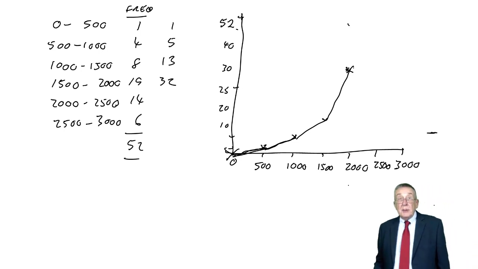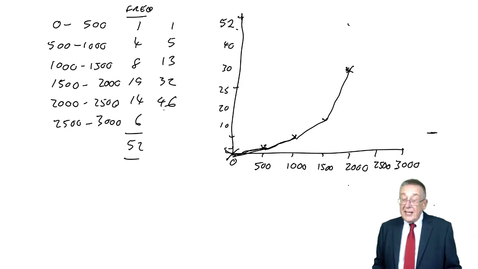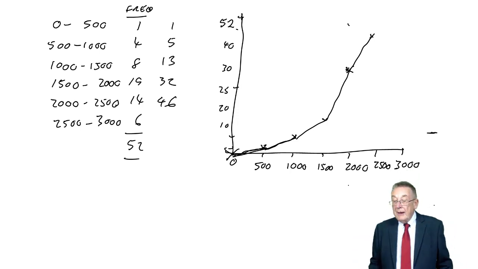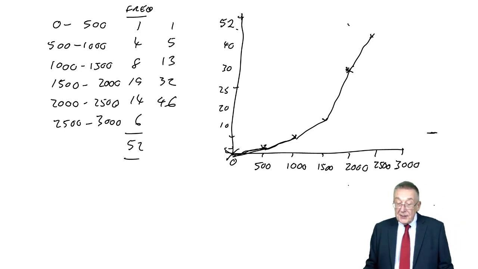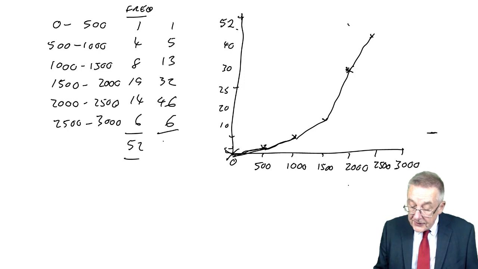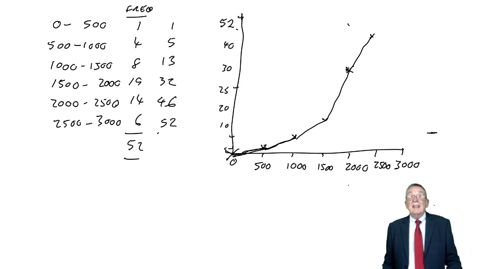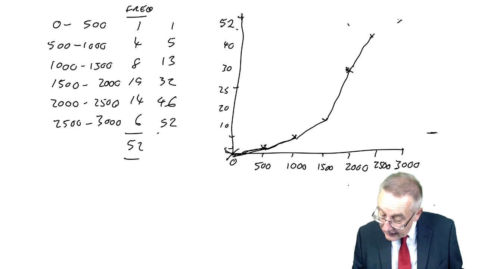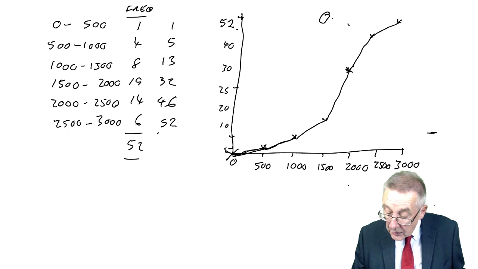What about up to 2,500? Well, there's another 14. So in total, 46 weeks, we paid up to 2,500. So that takes us up to there. And finally, what about 3,000? Well, another 6. So in total, obviously, in 52 weeks, we were paying anything up to 3,000. And that is called an ogive.